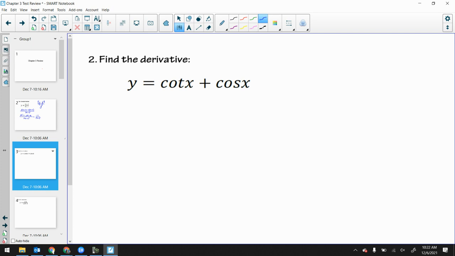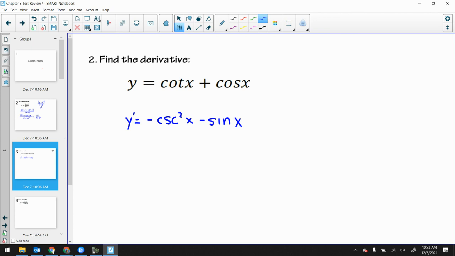We've got cotangent x plus cosine x. Now, do we have to do any sort of weird rule on this one? No, because this is just a sum. I'm just adding these two things together. So I just got to take the derivative of the cotangent plus the derivative of the cosine. Well, the derivative of cotangent is negative cosecant squared. So y prime is equal to negative cosecant squared of x plus the derivative of cosine, which is negative sine. So minus sine of x.